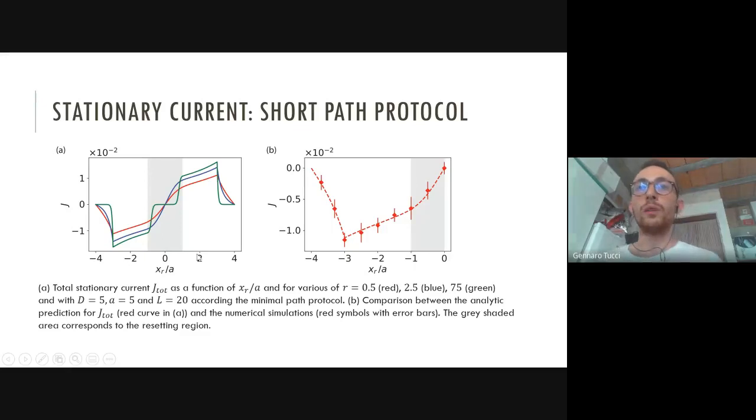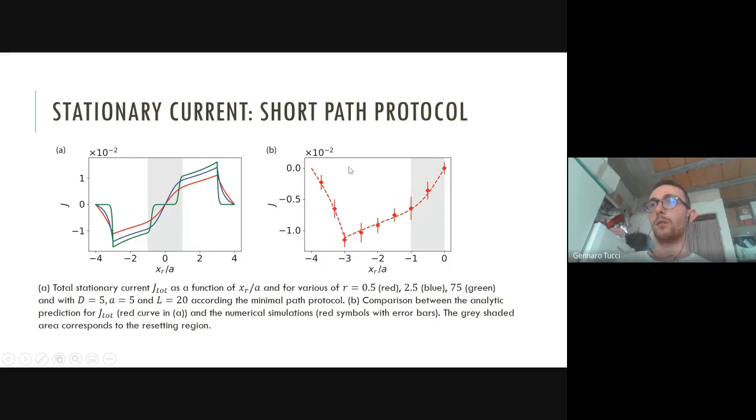Then, whenever you move, always in plot A, from XR over A equal 1 to 3, so right outside the gray area to the first peak, the current increases because resetting pushes particles away along the shortest path, which is still the one that connects the gray area to the resetting point. When the resetting point reaches this peak, in correspondence to XR over A equal to 3 approximately, you see that there is a second contribution to the current, which comes from particles that reset not along the positive side but also from the other side, making a tour. This means that we will have two sources of current, which will have opposite sign, and this will suppress the current.